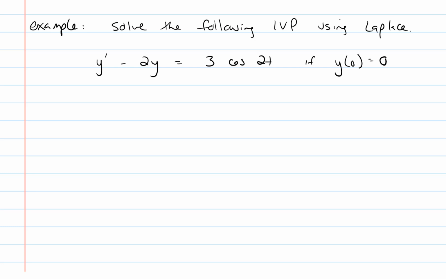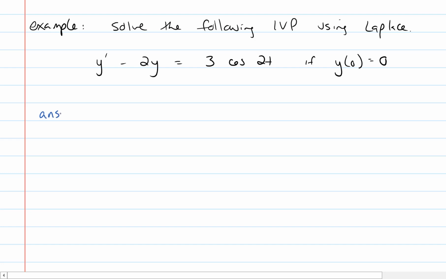We are still working on Laplace transforms, and in this video we solve another initial value problem using Laplace. So as you can see, our example is we're going to solve the following initial value problem using Laplace, and the differential equation is y prime minus 2y is equal to 3 cos 2t if y of 0 is equal to 0. So let's get started.